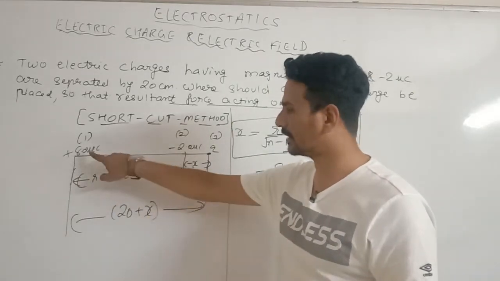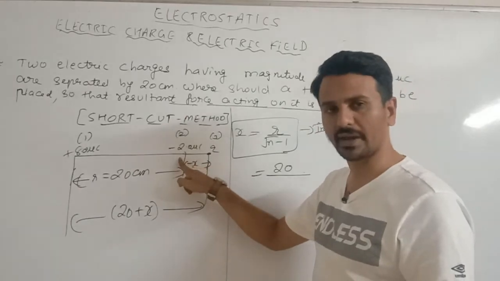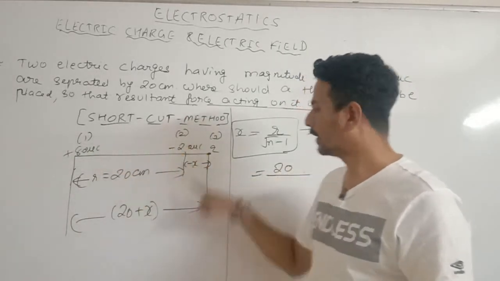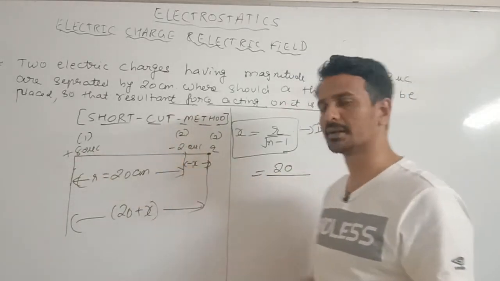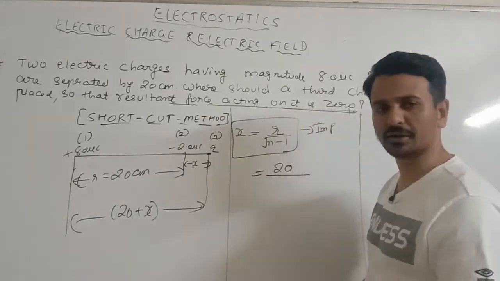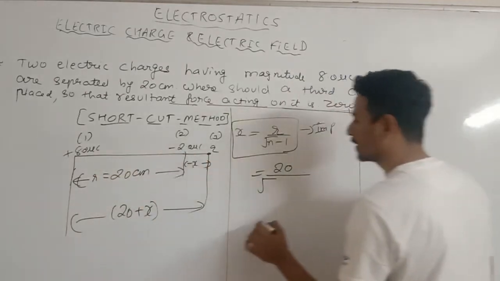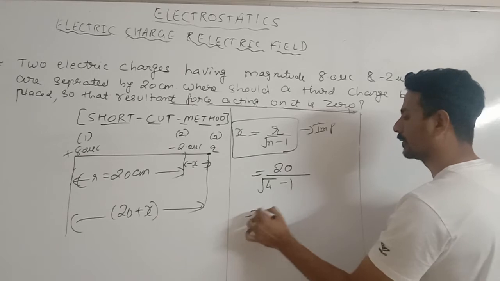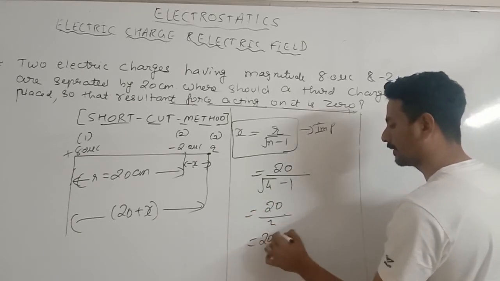how many times smaller the smaller charge is than the bigger charge. In the given question, this is 8, this is 2, right? So 2 into what is equal to 8? 2 into 4. This charge is 4 times smaller than this charge. You can also take n as the ratio of bigger charge by smaller charge. So here root n will be root 4, which is 2, so it is 2 minus 1. So that is 20 by (2 minus 1), 1. So 20 is your answer.